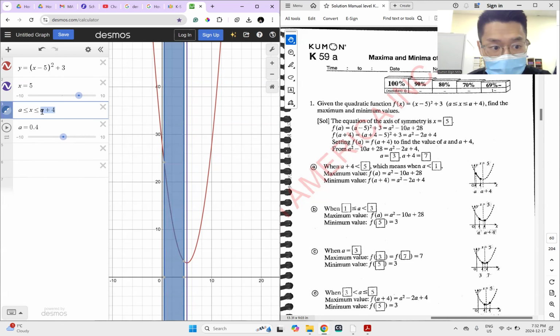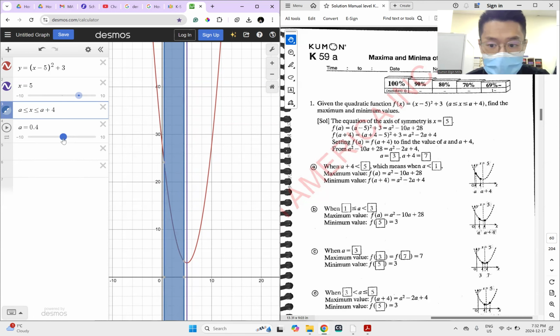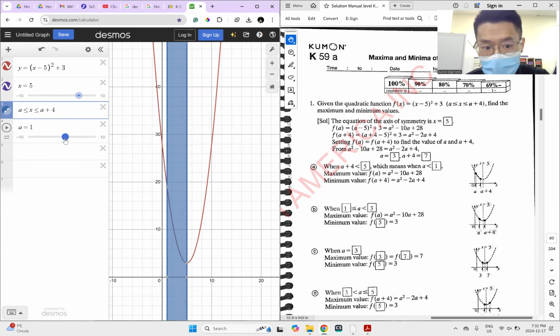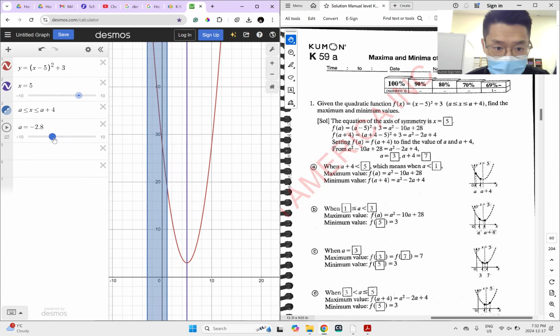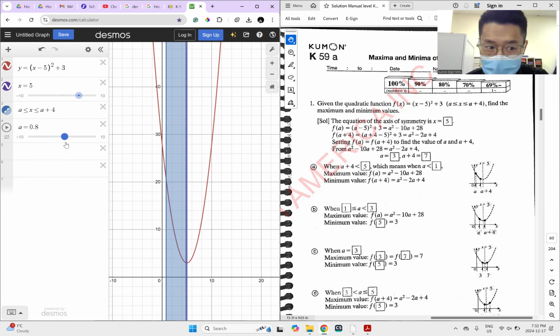What if my a plus 4 is actually on the left side of it, which means my domain is going to be somewhere over here. Watch this. The domain is going to be moving somewhere over here, but a will never be greater than 1, right? Because once it hits 1, guess what happened? The minimum point will actually become the vertex, which is my absolute minimum point as well. So from the left side all the way until a is slightly less than 1, as you can see from the graph here.